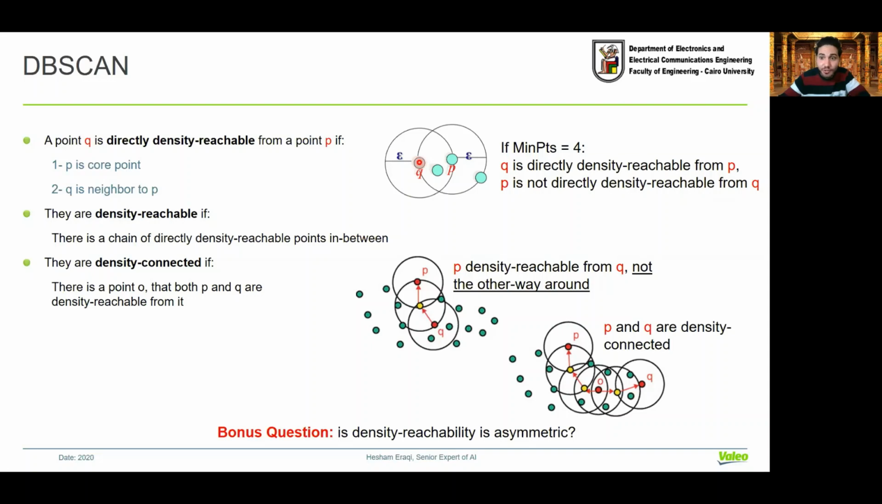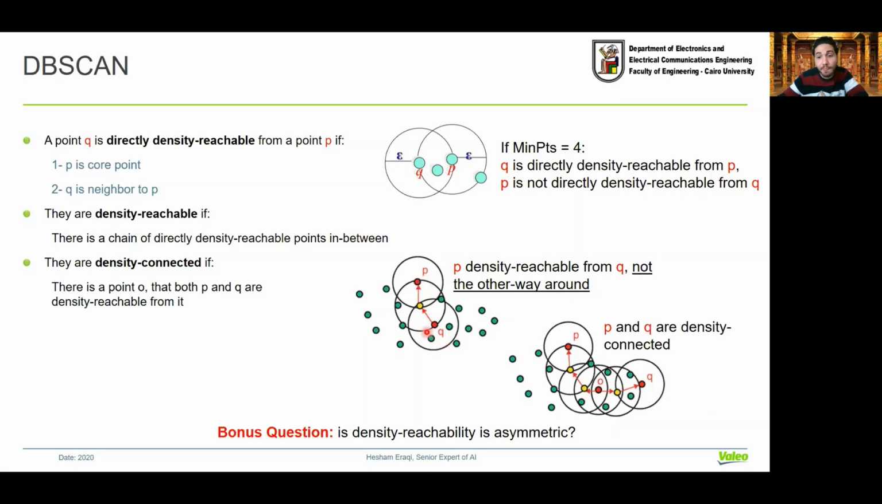Because Q is not a core point, so the first condition is not verified. Despite P being a neighbor of Q, Q is not a core point. This is why P is not directly density reachable from Q, but the other way around is true. Okay, what about indirect density reachability, or density reachability? Q is density reachable from P if you have a chain of directly density reachable points in between them. Let's imagine this example. So for sure, P is not directly density reachable from Q.